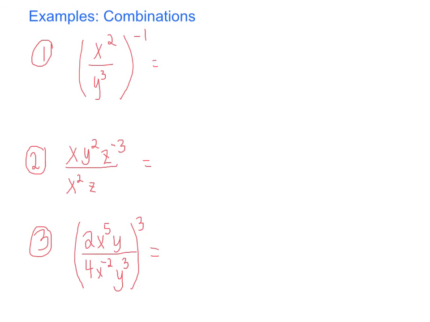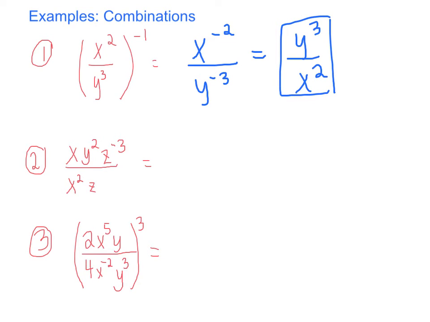Okay, so here's some combinations of everything. On our first one, we are going to first distribute that negative 1 to our power. So we're going to have x to the negative 2nd, we're going to be multiplying, over y to the negative 3rd. Okay, so now we're going to use the negative exponent rule, which says that we must make our exponents positive, so we need to switch places. So it's going to now say y to the 3rd over x squared. We can't go any further, so this is our final answer.